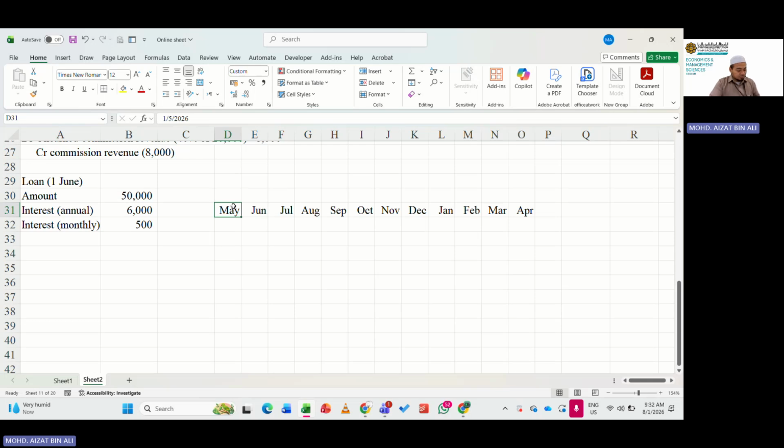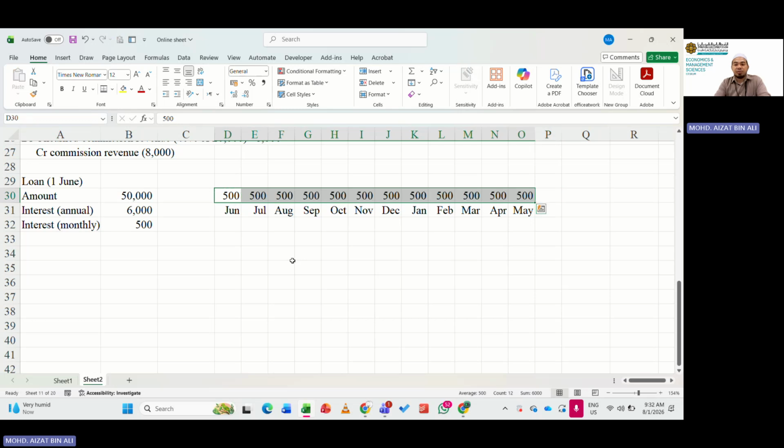But here we start with the loan is dated June. Okay, so here this is June. Now, the business needs to pay the interest beginning June, and it is for 12 months. This 6,000 ringgit is practically 500 ringgit per month.